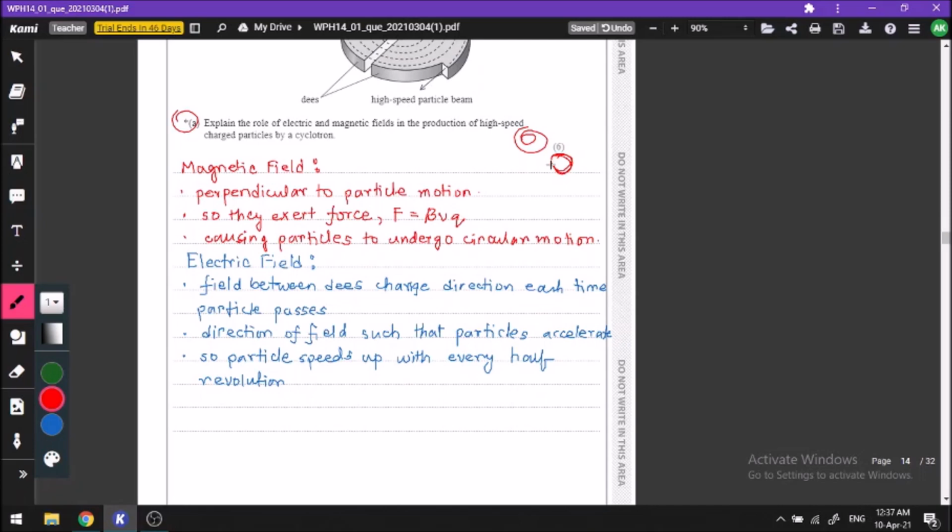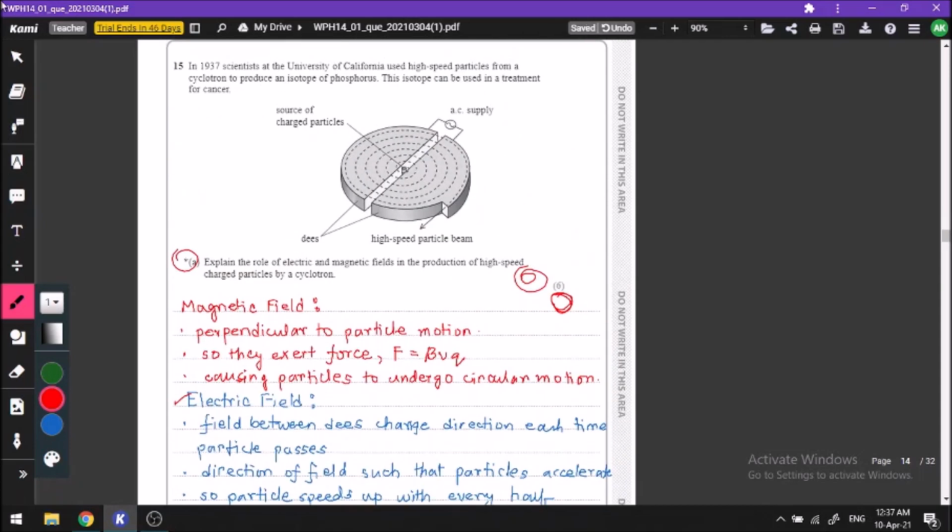Now, if they undergo circular motion, they will keep on moving in just one circle, right? How come they spiral? That happens because of the electric field. The electric field is present between the two Ds. Here you can see the electric AC supply. So here is an electric field between these two Ds, like there are two plates, and one plate is positive and the other plate is negative.